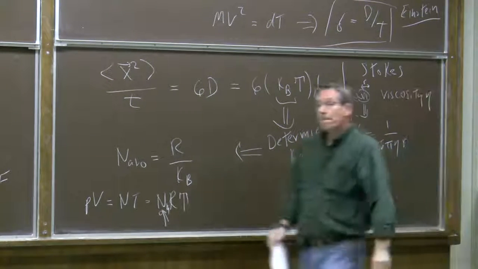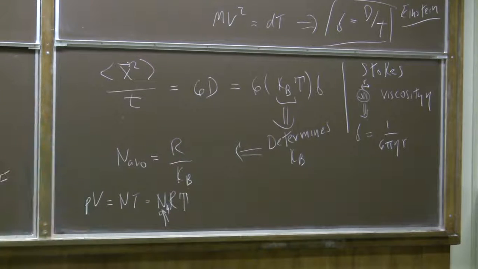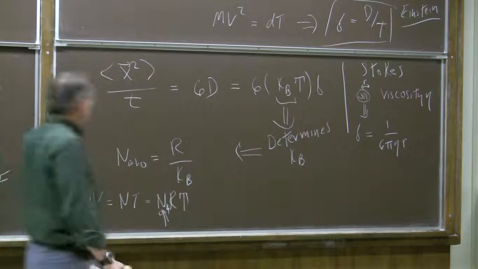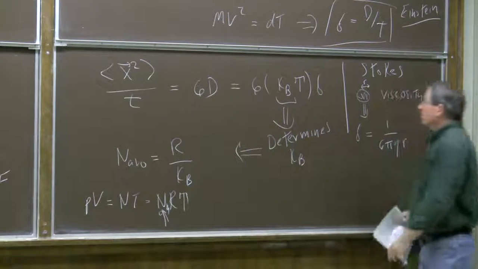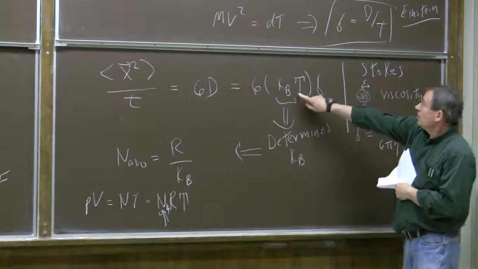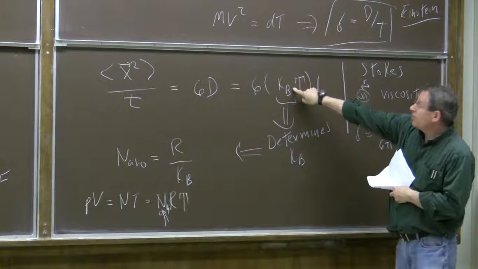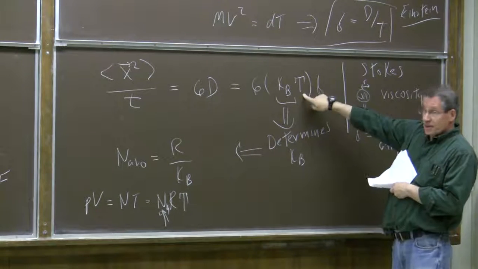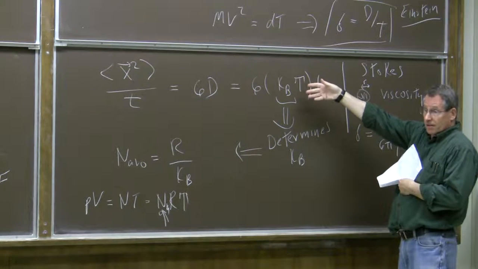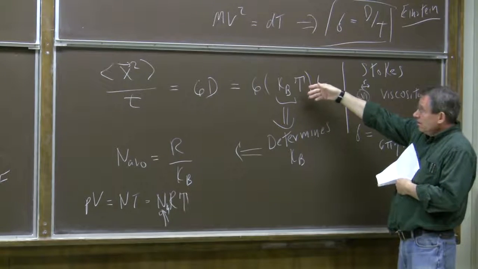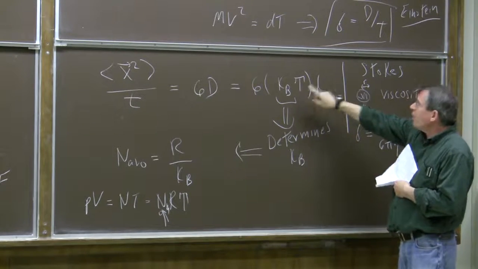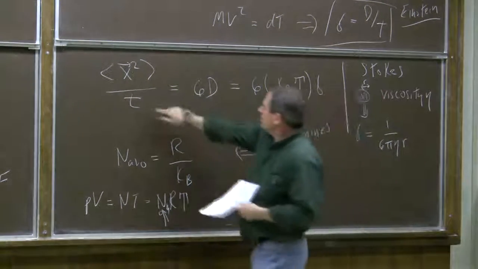Yeah. How did he manage to get the value of capital D? Capital D? Yeah, he got it from the Einstein relation. He knew that it was the temperature in units of energy, which is Boltzmann's constant times the temperature in degrees Kelvin. But he didn't know Boltzmann's constant. Yeah, that's right. He used this to find Boltzmann. Oh, how did he? Okay, right.